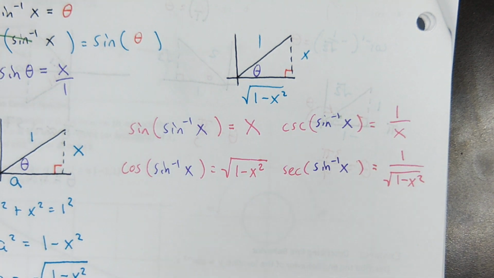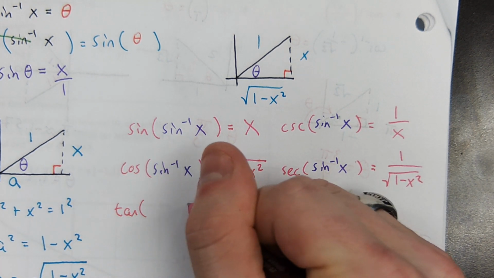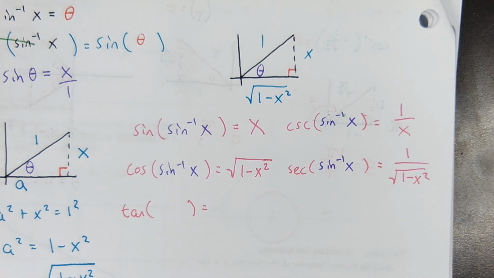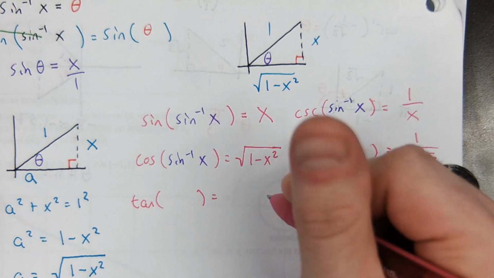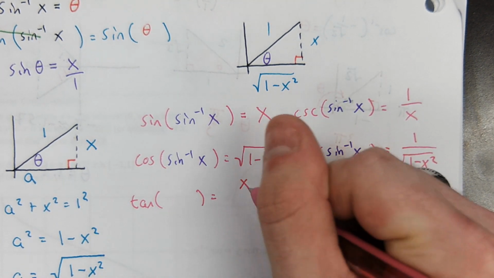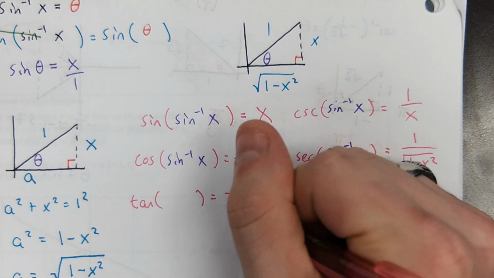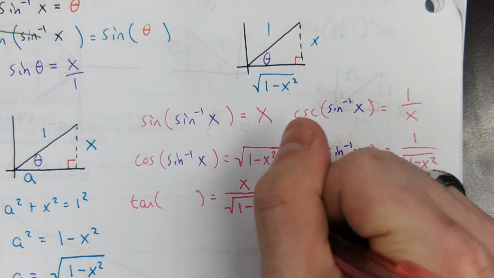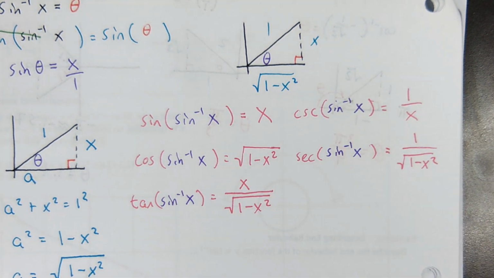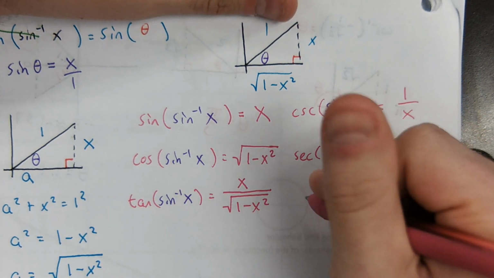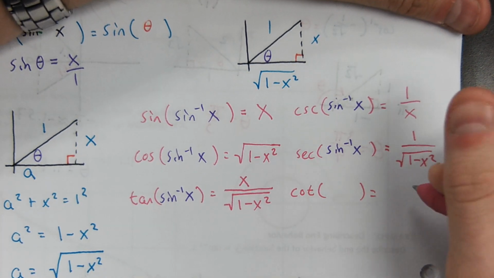And then the last two, tangent and cotangent. Tangent of theta is the y value over the x value, also known as opposite over hypotenuse. Or you could say sine theta over cosine theta. Either way, you're going to get x over the square root of 1 minus x squared. And then cotangent: same fraction, just upside down.